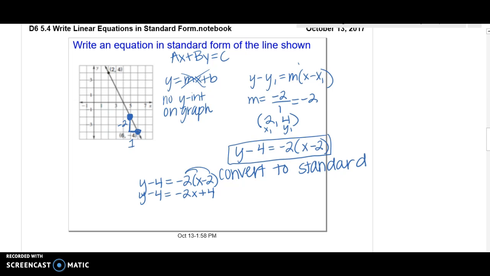I want to get my y and my x on the same side, and then I want to get my numbers on the same side. So I'm going to get x over here. So I have 2x plus y minus 4 equals 4 because those canceled. I want to get my 4's out of the way. Okay, so then I have 2x plus y equals, those canceled, 8. So there is my final answer.